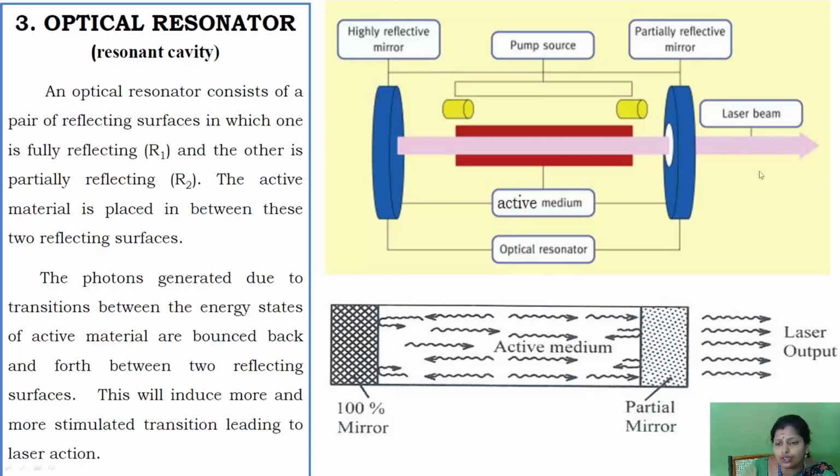For the output, only a partially reflecting mirror is used, not a 100% reflecting mirror. The left-hand side mirror does not produce the laser beam. Only the 50% partially reflecting mirror produces the output laser beam.